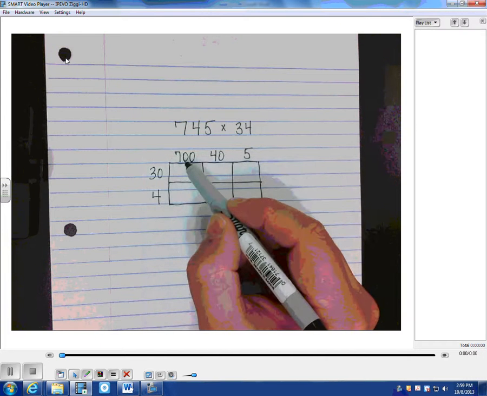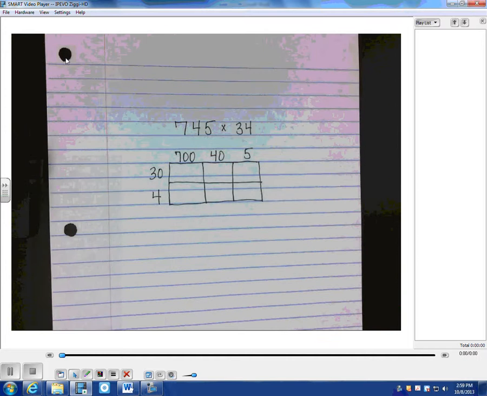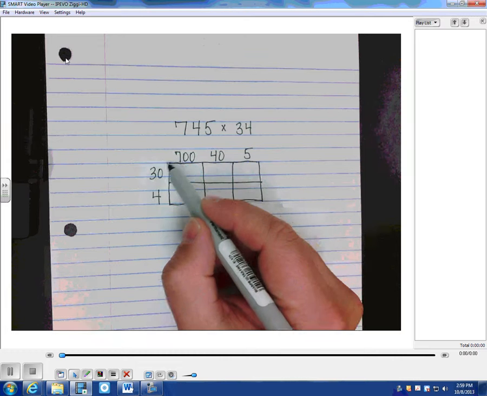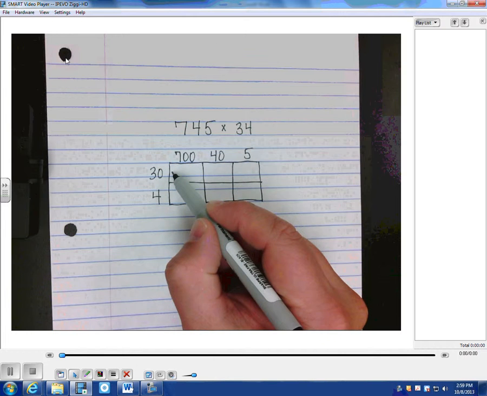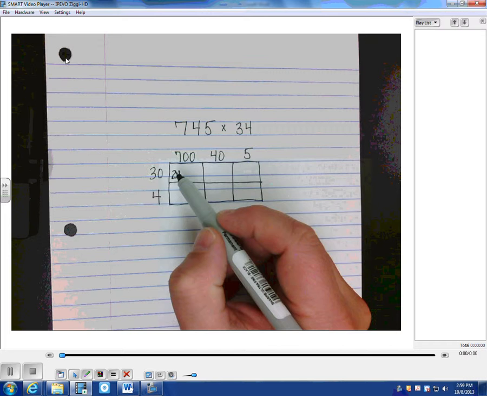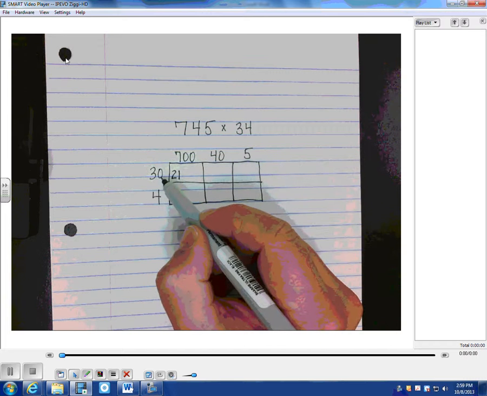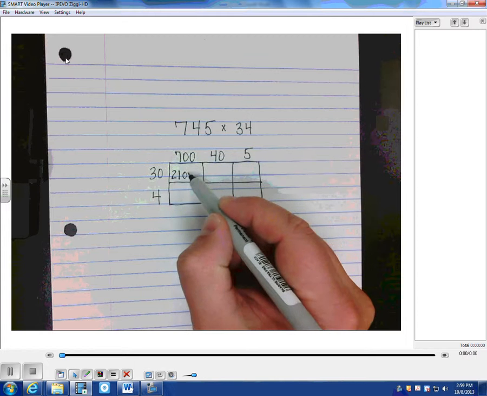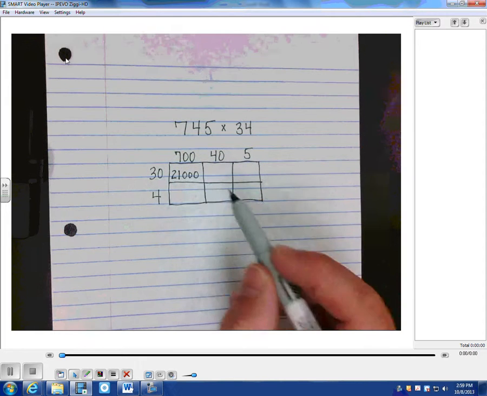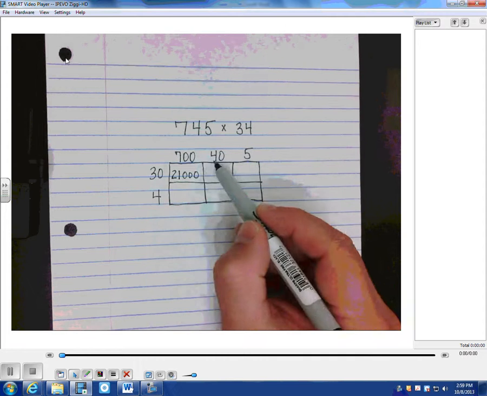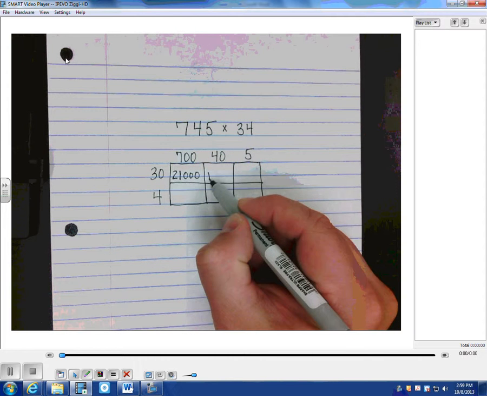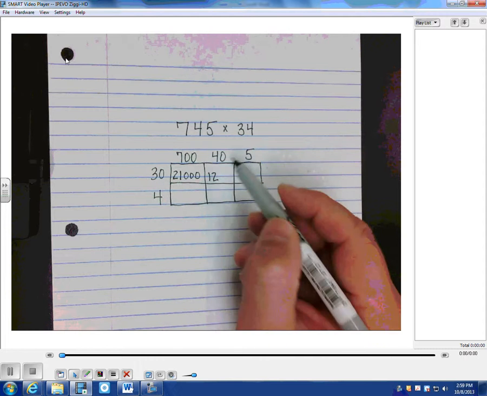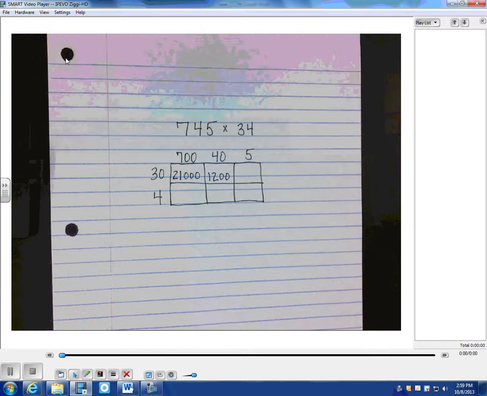So 30 times 700. I do 3 times 7. So I look at 3 times 7, which is 21. And I have to count the zeros. So I have 1 zero here, 2 zeros, 3 zeros. So I had 3 zeros. Now I do 30 times 40, so 3 times 4, which is 12. And again, I count how many zeros. 1, 2 zeros. So I add 2 zeros on to that number, which is 1200.